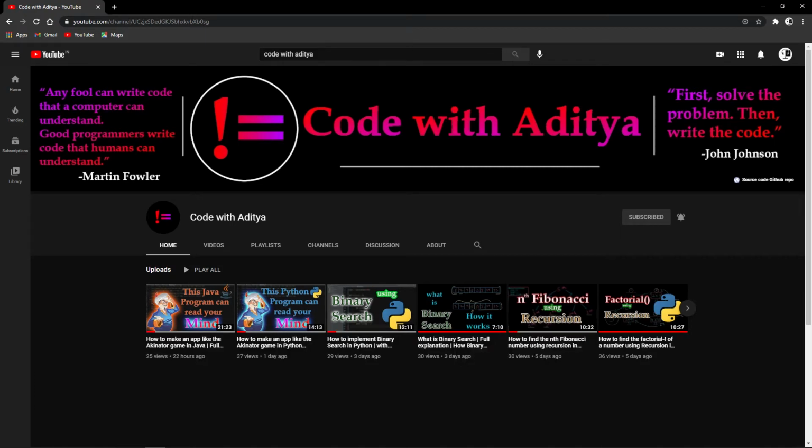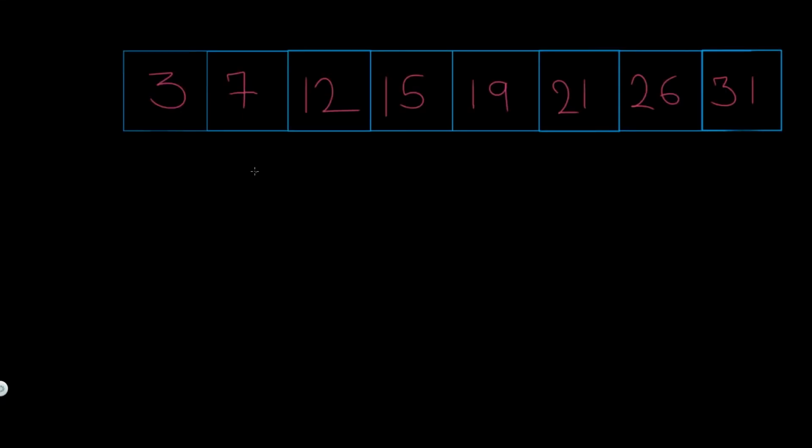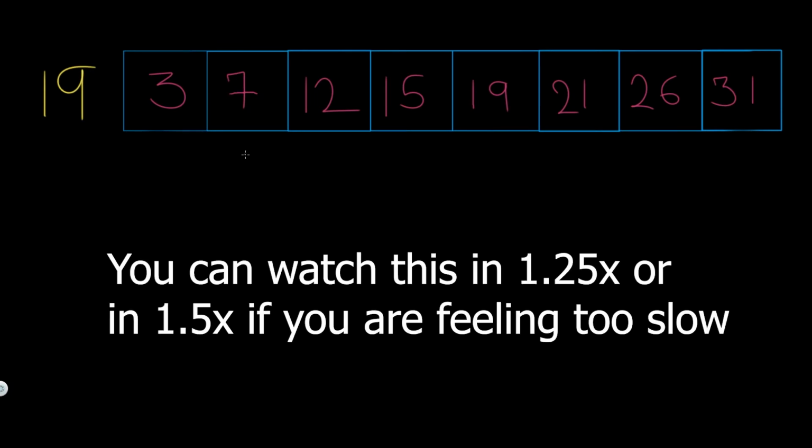So today we are going to implement binary search using Java. So without wasting any more time, let's get started. So now we have this list and let's see how the binary search implementation will look. Let's say that we have to find the element 19 from this list.